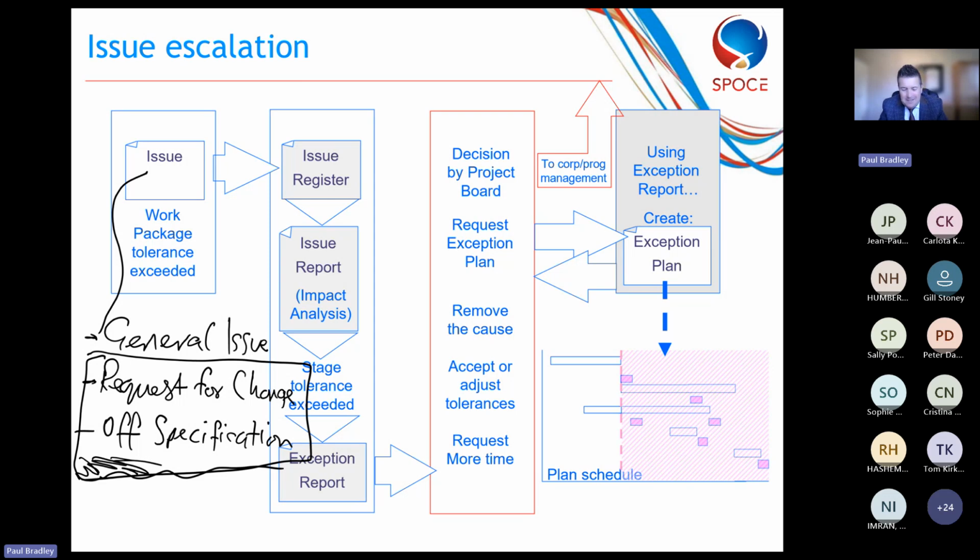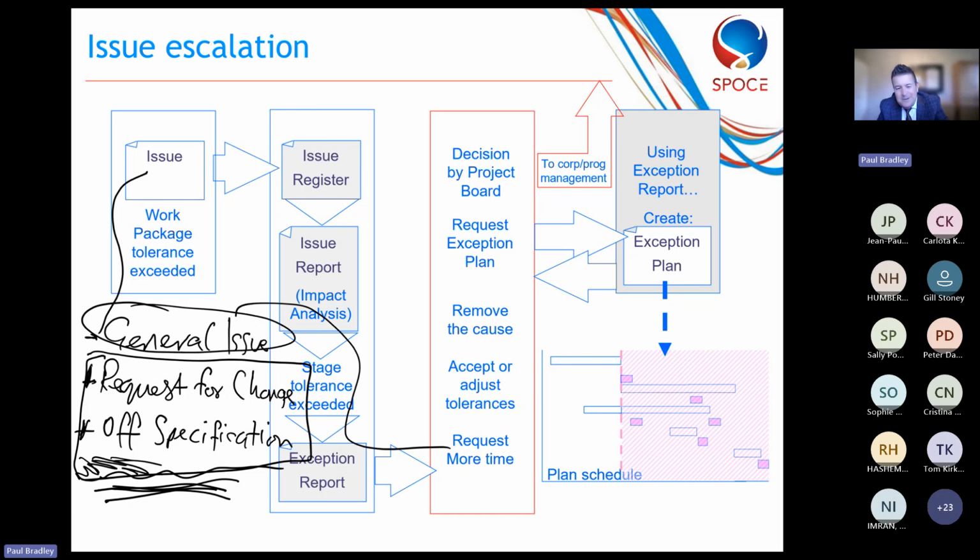If there's an exception to making a change or accepting an off specification, then of course we're back into that exception reporting. Okay, so the project manager always needs to operate within their tolerance. If not, they escalate. But also, a key point to make is that general issues follow this process. Off specifications and requests for changes, regardless, even if we can pay for a change within our tolerance, we still got to get authorization to make that change. Okay, even if you've got all the money and all the time in the world, you've got to get authorization for that change.